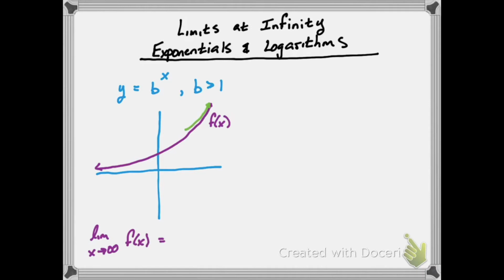We can express that in limits. As x approaches infinity, our function also approaches infinity. It continues to move upward. And as x approaches negative infinity, as we travel left on our graph, our function is getting closer and closer to 0.